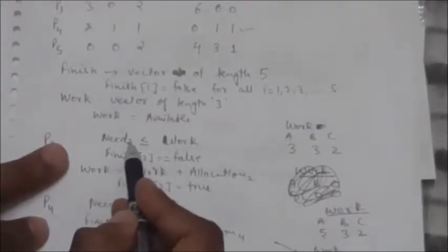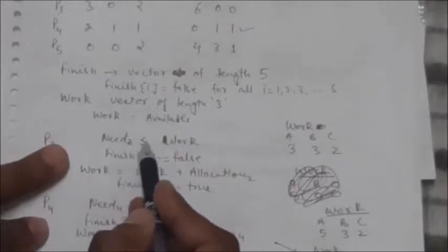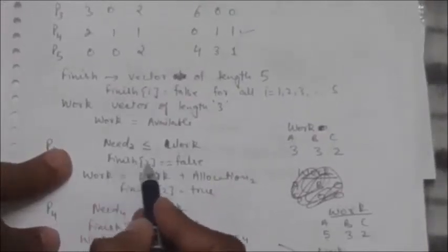So we have chosen this index 2. What happens in this case? You can see that need 2, the second row of the need matrix, satisfies the condition that need 2 is less than or equal to work. And you can see that finish 2 is also equal to false. These two conditions are satisfied.